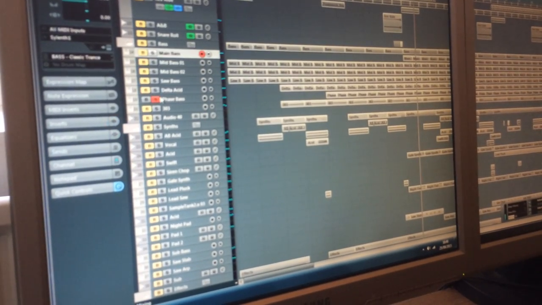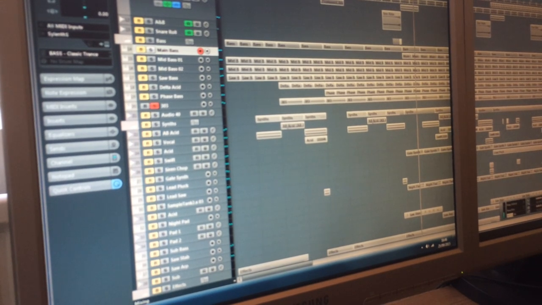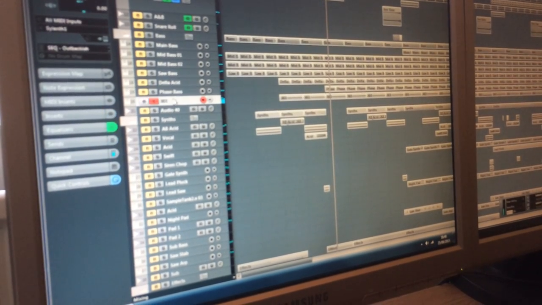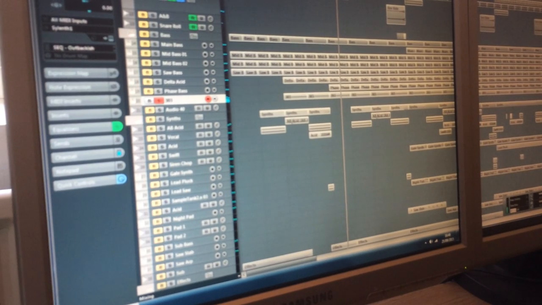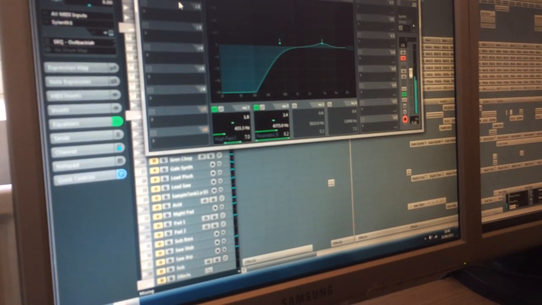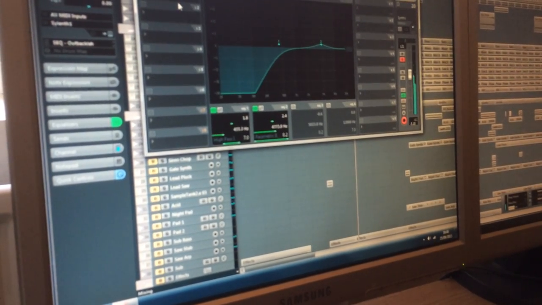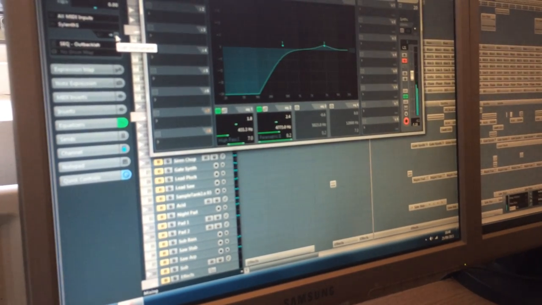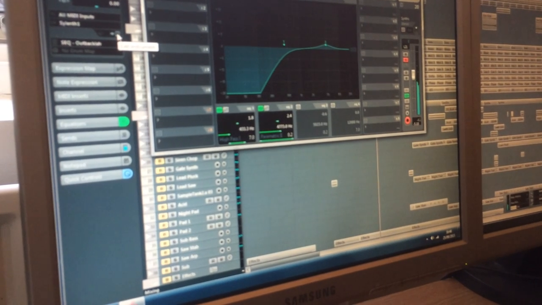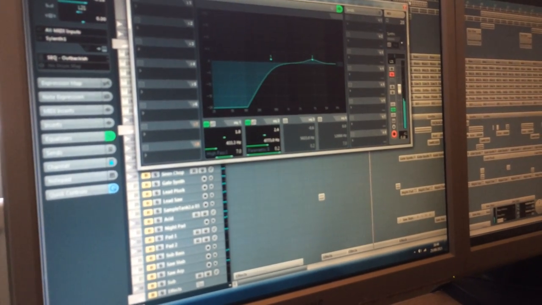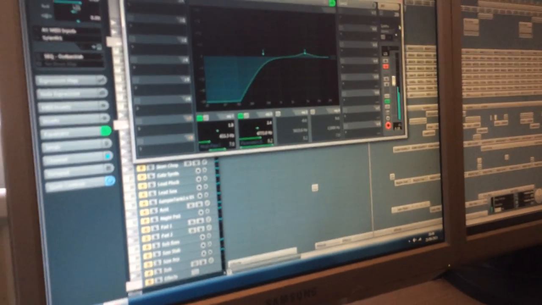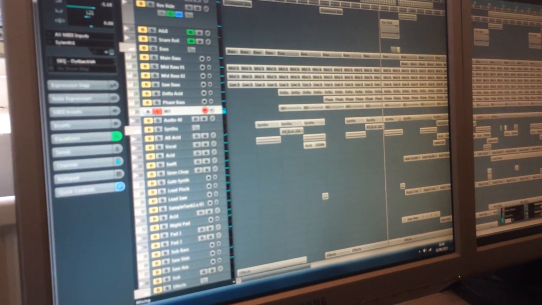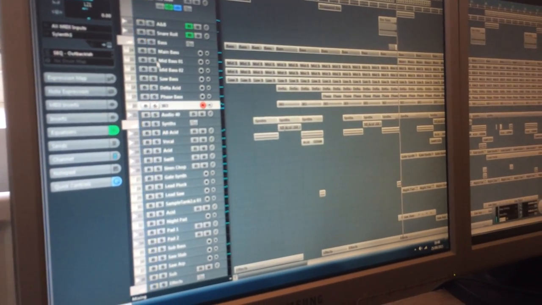Okay. What's this one? Oh yeah, another sort of squelchy sound from Serum. I think it's just from the standard Serum. Again, just a bit of EQ. And then I think the main bass, which is a sub bass.